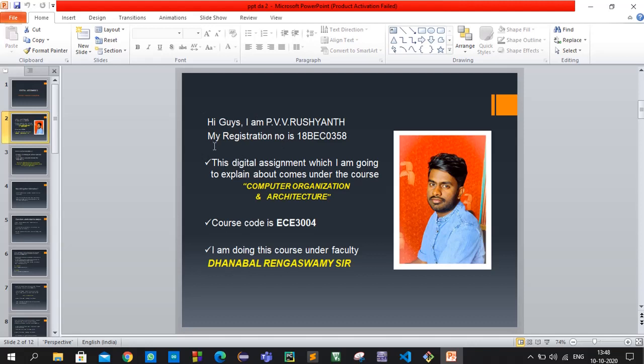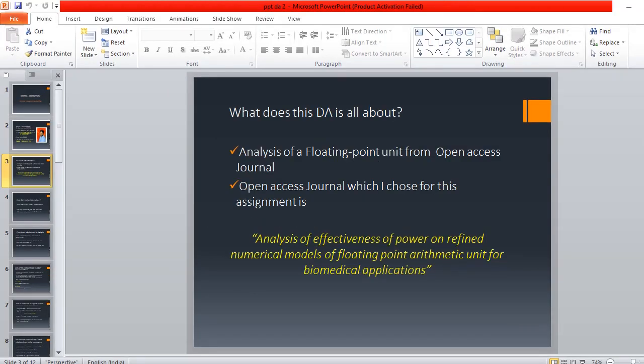This is my name and my registration number. Computer Organization and Architecture is the course which this digital assignment belongs to. This is the course code and I am doing this course under faculty Dhanbal. Coming to the point, what is this DA all about?